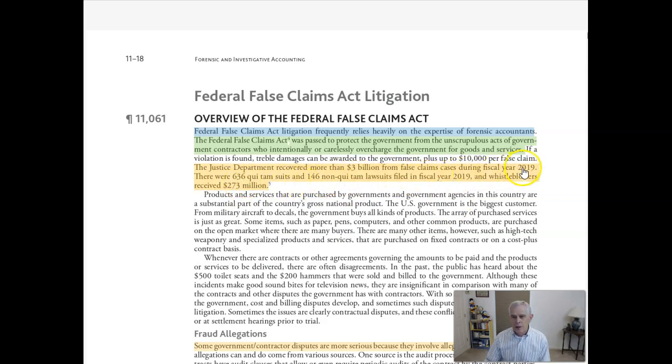And look at this. In fiscal year 2019, the Justice Department recovered more than $3 billion from false claims cases. $3 billion. There were 636 qui tam suits. This is where the individual filed the lawsuit in court and continued with the case. And 146 non-qui tam suits. This is where the government took over the case. The whistleblowers themselves, you usually have to have someone to report this. The whistleblowers received $273 million. So yes, sometimes whistleblowers get paid a portion of the recovery. We'll see that in just a minute.